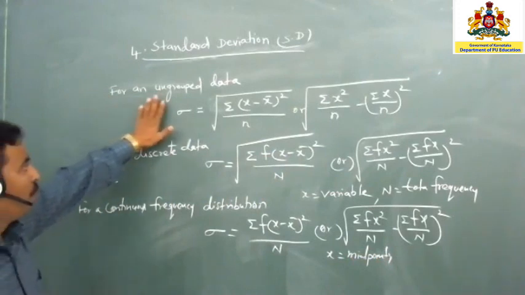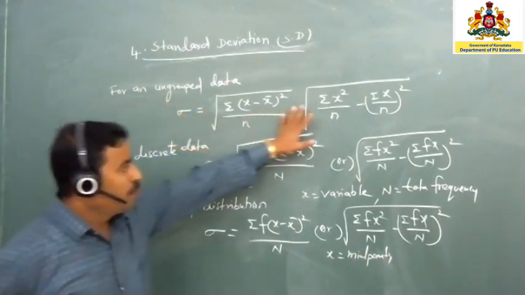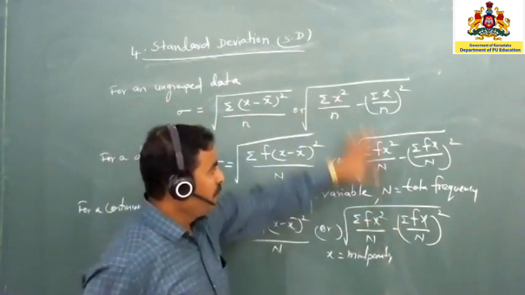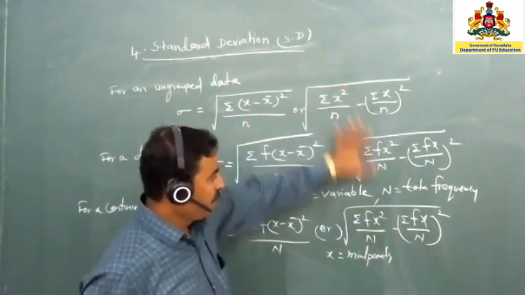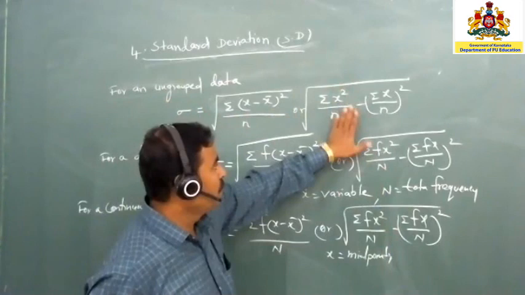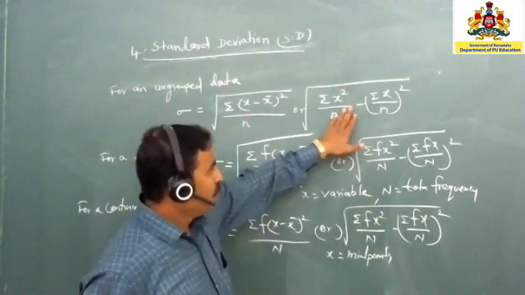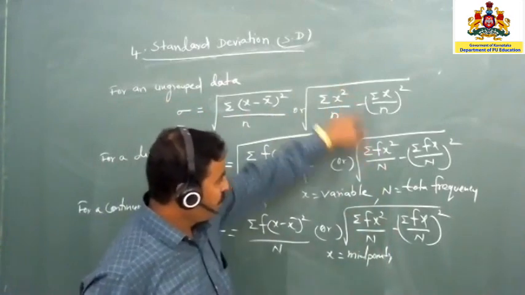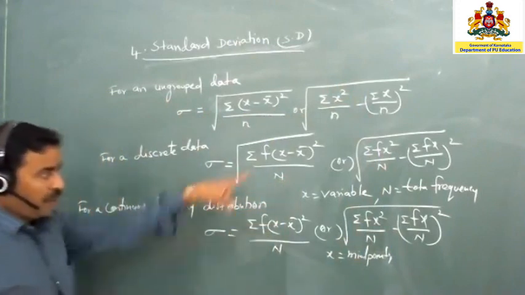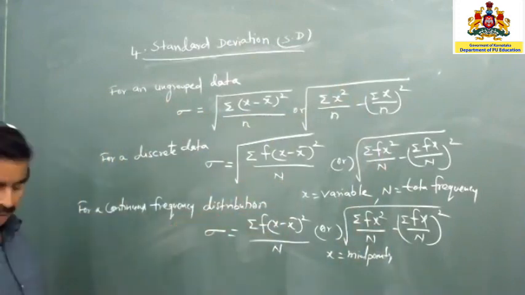For standard deviation, these are the formulae: for an ungrouped data, discrete and continuous. While solving the sums, for easy calculations, we use this set of formulae.